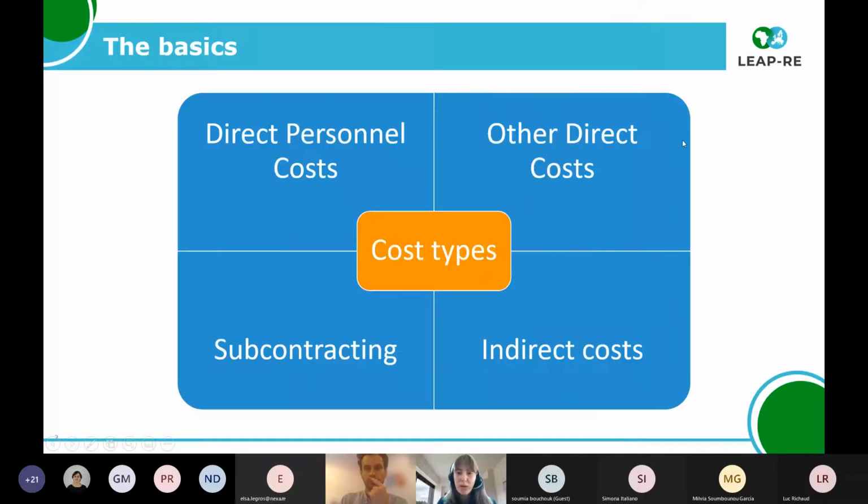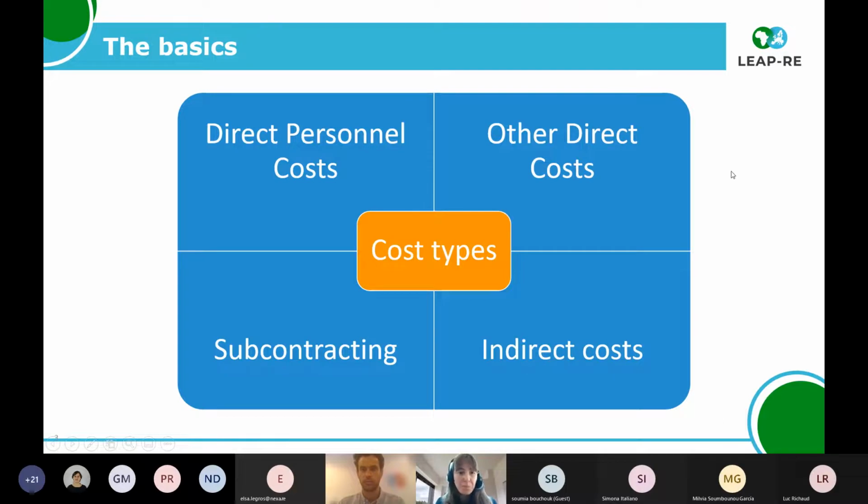So there are 4 cost categories: personal costs, other costs, subcontracting, and indirect costs. For indirect costs, I'm not going to go too much into detail, but basically indirect costs are calculated via a flat rate, a 25% rate that is applied when you sum up your personal costs and other direct costs. Subcontracting is not included in the calculation for indirect costs.